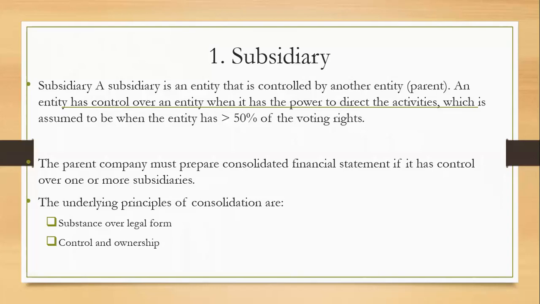So when you look at group accounts, there are two things that should come into play. That is the subsidiary and the parent company. The parent company is the company that has more than 50% of the voting rights, whereas a subsidiary is an entity that is controlled by another entity, which is the parent company.